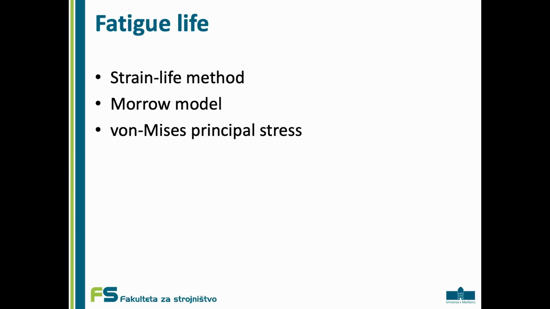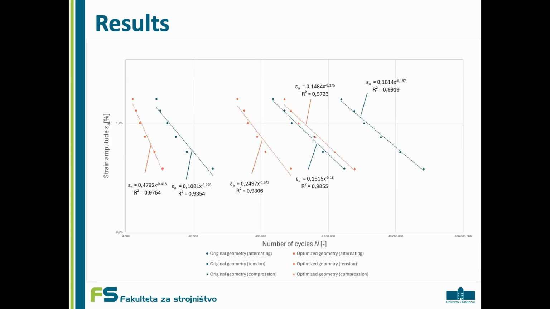And then for fatigue life, we use the strain life method with the Morrow model, and all of the stresses that we use in the calculation were von Mises principal stresses. The results: the least number of cycles is obtained when the structures are loaded with the alternating load, so first into tension and then into compression. And the most cycles are obtained when the structures are loaded only under compression, which is to be expected because that's what they were designed to do.